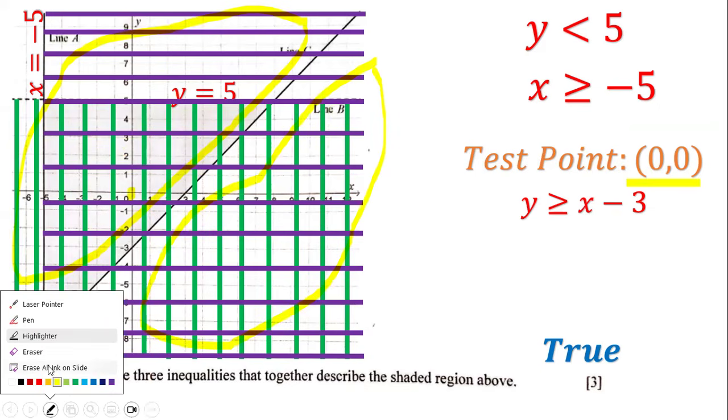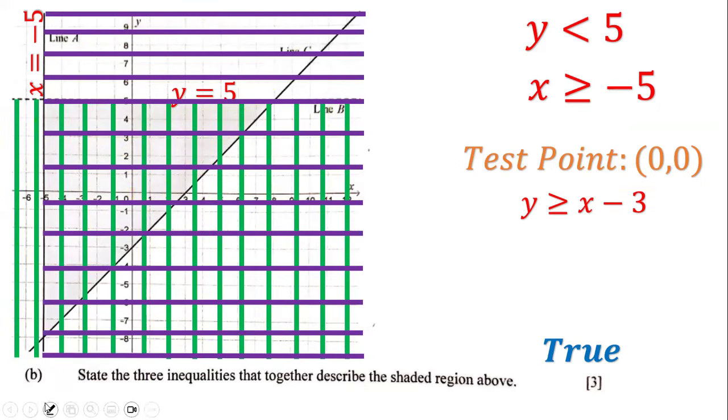And so that's how we test it out. You could use any point, but you cannot use any point that's on the line itself. You have to use a point that's not on the line. So 0, 0 is not on the line, so we could use that particular point. And we're going to substitute that point into this particular inequality, y is greater than or equal to x minus 3. And so let's substitute that into it.